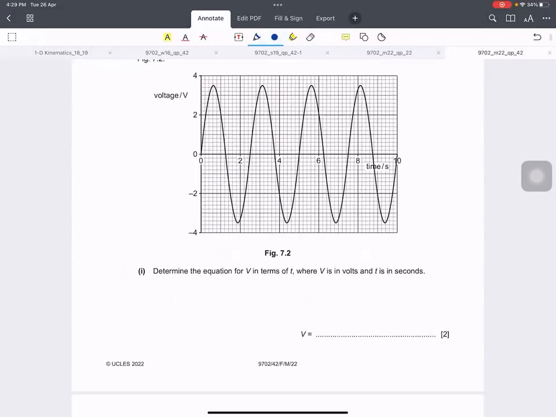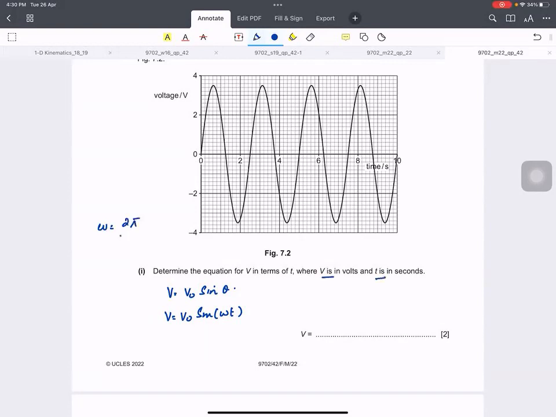Because this is a sinusoidal wave, V equals V naught sine theta. Okay, so first I'm going to write it like this. Then in sine theta we put sine omega t, because this is a circular motion sort of thing. Now they said to write the equation of V in terms of V volts and T, so we also have to find omega.